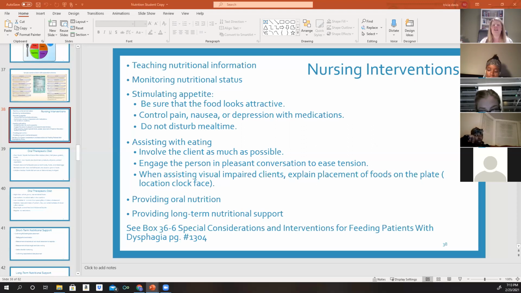Make sure that you're doing good oral nutrition with your patients. This makes their food taste better. This makes them want to eat.